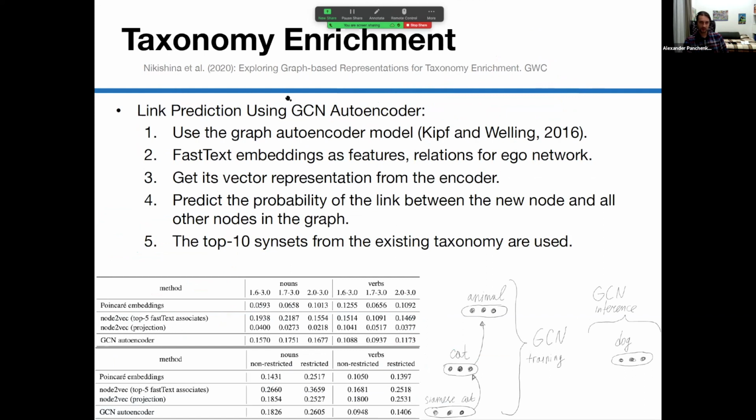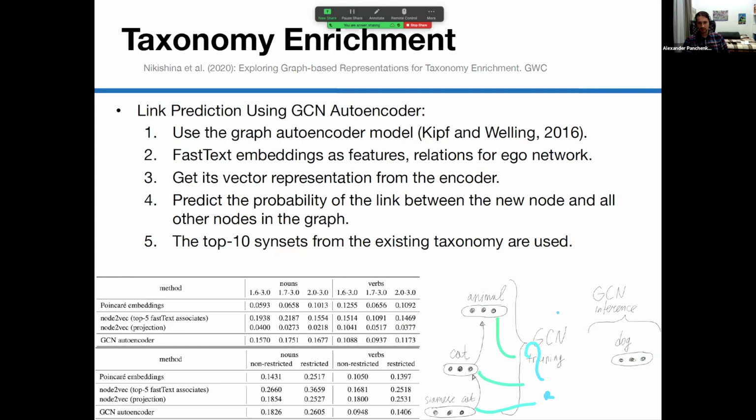Another task which was published is the use of a GCN autoencoder for taxonomy completion. So the task of taxonomy completion is that you have some taxonomy, and then a new node arrives. Let's say you have a taxonomy, but dog is not in it. So you are guessing where to attach dog. Should you attach dog to this place, or maybe this place, or maybe this place? So you don't know.